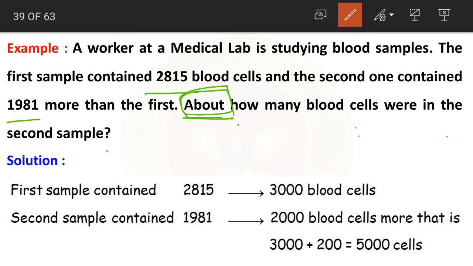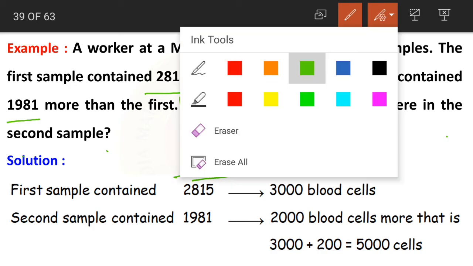Again, the word about is mentioned here. That means we need to estimate. We need not write the correct exact answer. We need to round off the numbers and then find it out. Okay.